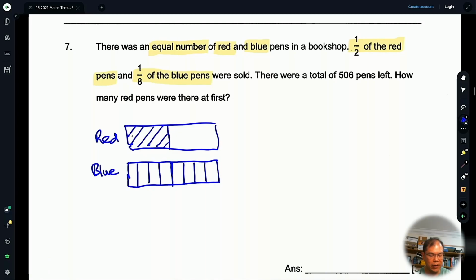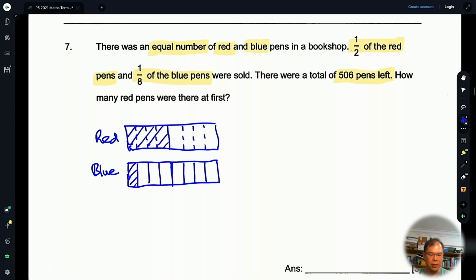Now if I were to cut the red bar into the same number of parts, 8 parts, I don't change the fraction. 4 out of 8 is still half. Whereas in this case, the number of blue pens sold is actually 1 out of 8 parts, right? So there were a total of 506 pens that were left. Now the unshaded units are the pens that are left.